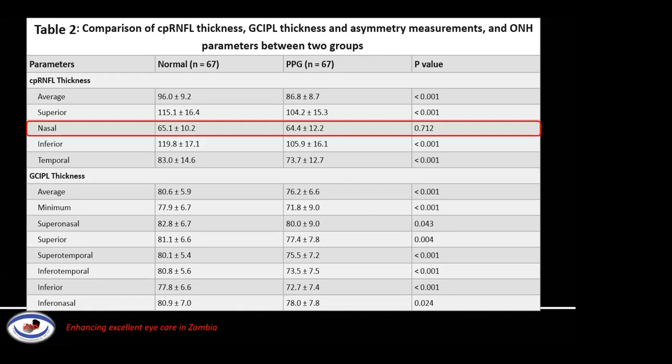Similarly, if you see the GC-IPL thickness, GC-IPL is the ganglion cell inner plexiform layer thickness. In pre-perimetric glaucoma, even before the optic nerve head and the retinal nerve fiber layer show differences, the macular ganglion cell complex gets affected early. That is why all the values in the normal group are thicker than in the pre-perimetric glaucoma group. The average value of the normal group is 80.6, almost 81, whereas in the pre-perimetric glaucoma group it is only 76.2. That means the ganglion cell complex in the pre-perimetric glaucoma group is thinner than the normal. That means they are having some kind of damage already. Understood?